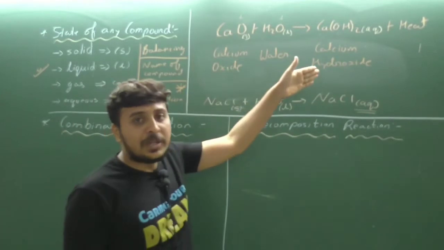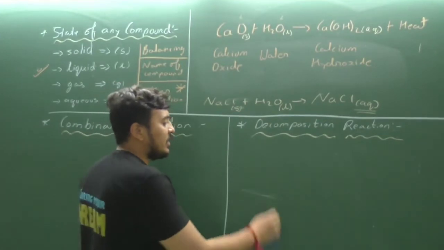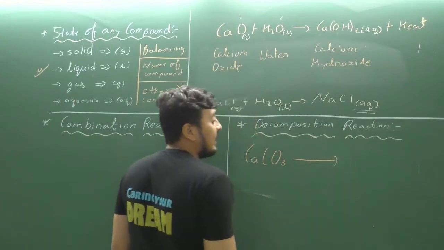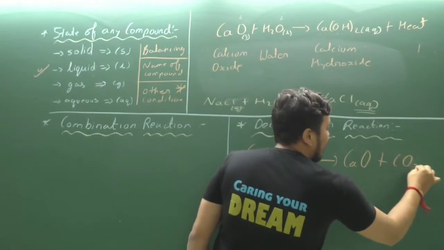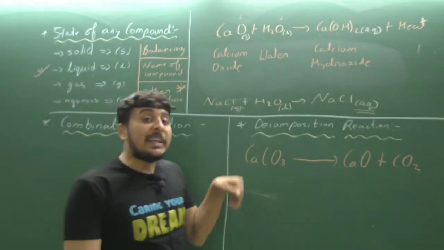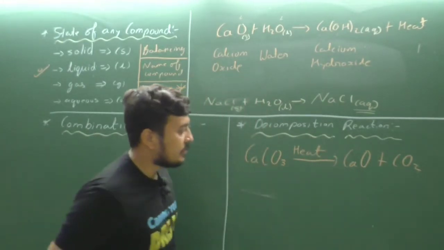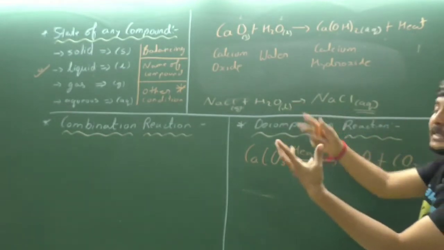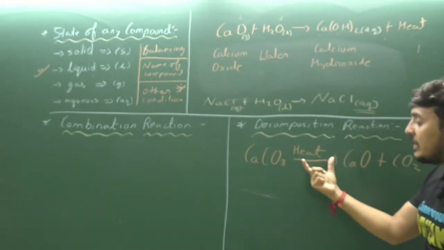If heat is absorbed, it means we need to supply heat. For example, in a decomposition reaction, CaCO3, calcium carbonate, when heated up, gets converted into calcium oxide and carbon dioxide. Here we need to supply heat, so above the arrow we will write heat. See, this is the difference. Here it is product plus heat, which means heat is released. Here heat is written above the arrow, so we can say that heat is absorbed.